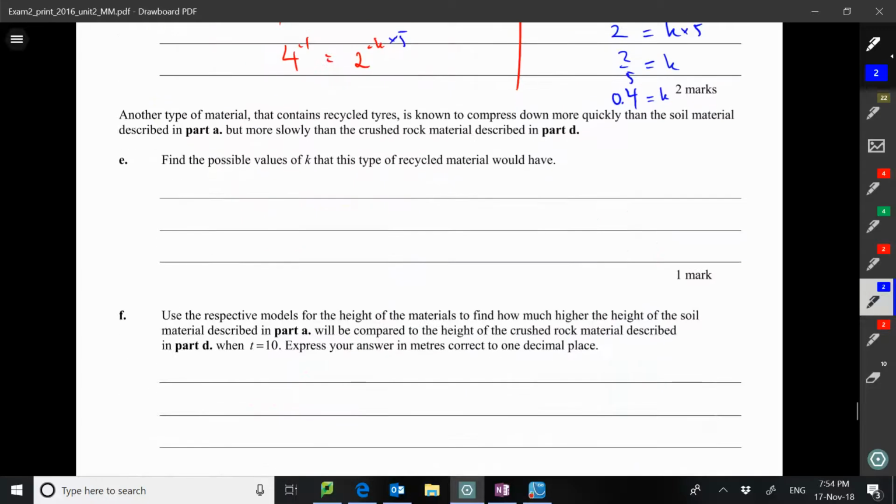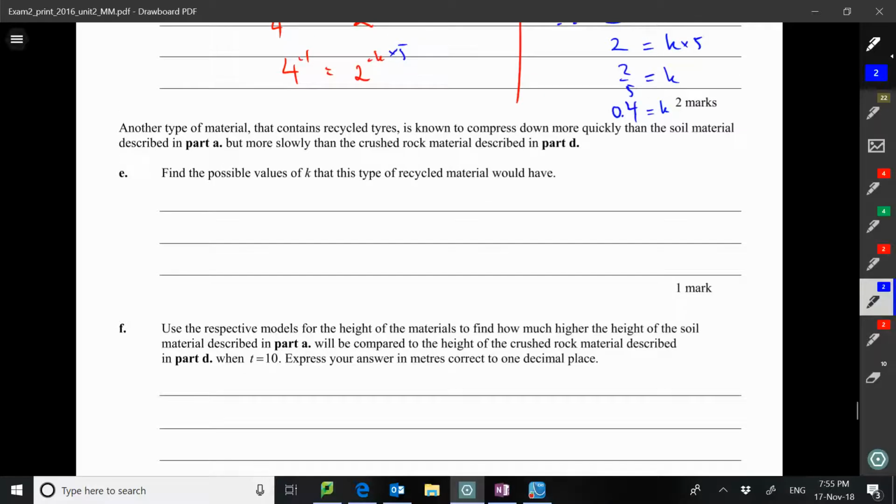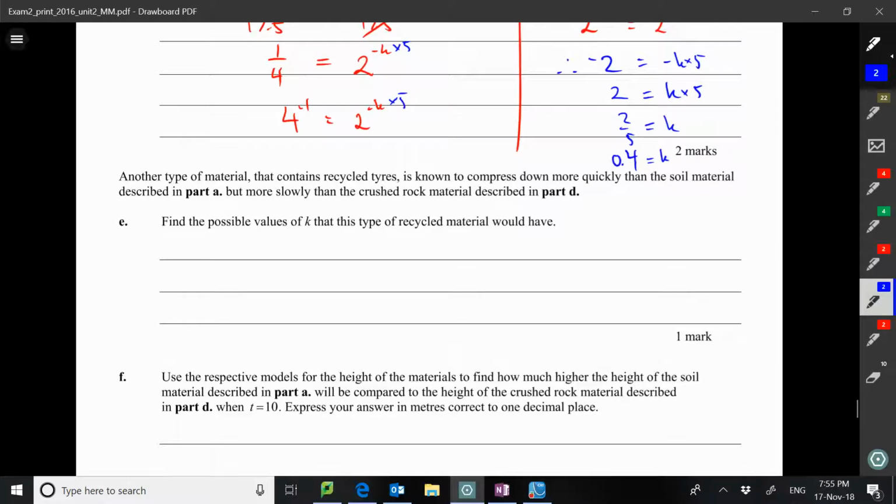That makes sense. Another type of material that contains recycled tires is known to compress down more quickly than the soil material in part A, but more slowly than the crushed rock material described in part D. Find the possible values of k that this type of recycled material would have. Okay, so you've got another type of material.